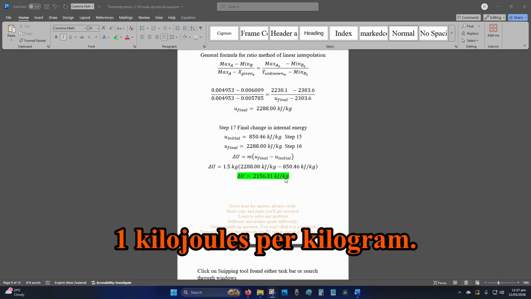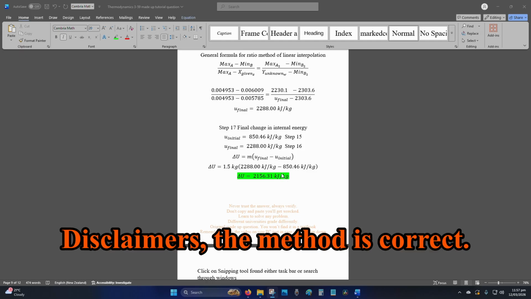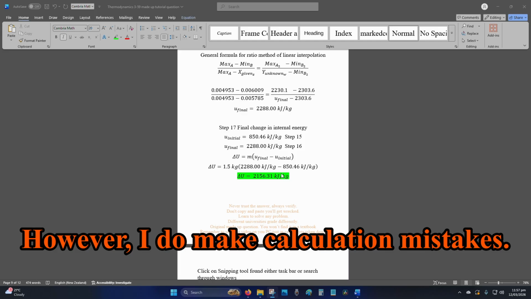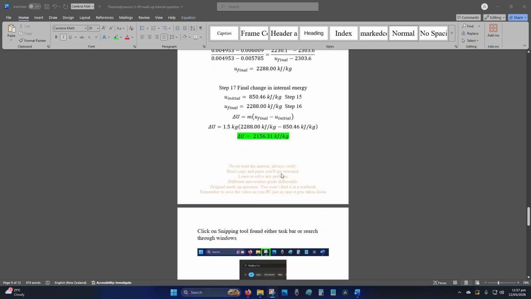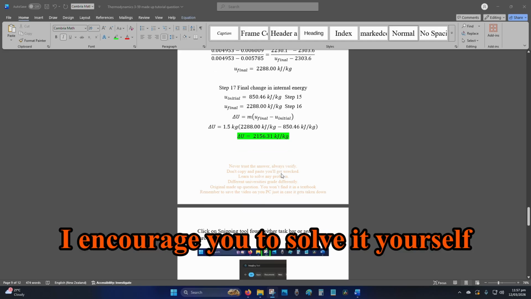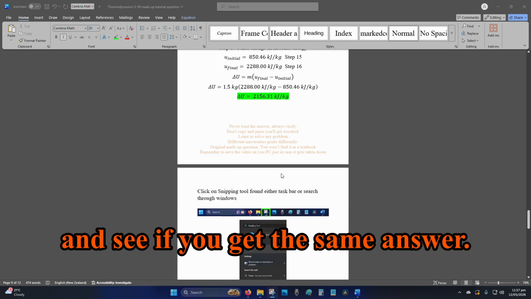Disclaimer, the method is correct, however I do make calculation mistakes. I encourage you to solve it yourself and see if you get the same answer.